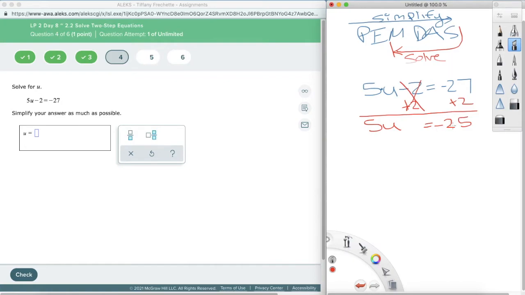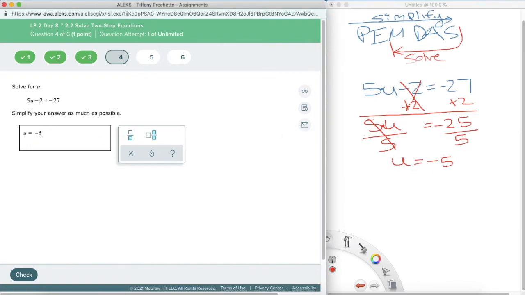All right, last step, what's being multiplied or divided by the variable? We are multiplying by 5 here, right? So I'm going to divide both sides by 5. 5 divided by 5 cancels down to 1. Any number divided by itself is 1. -25 divided by 5 is -5. Make sure you bring the negative down because it's a negative divided by a positive. So we need that negative in order to make this true.